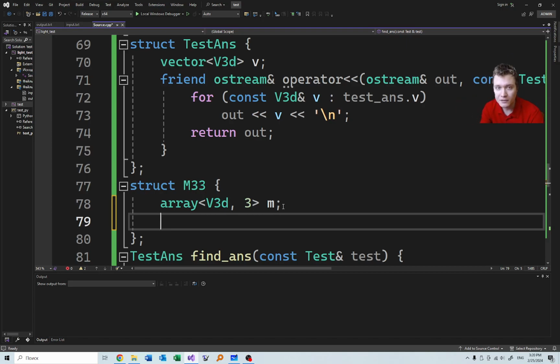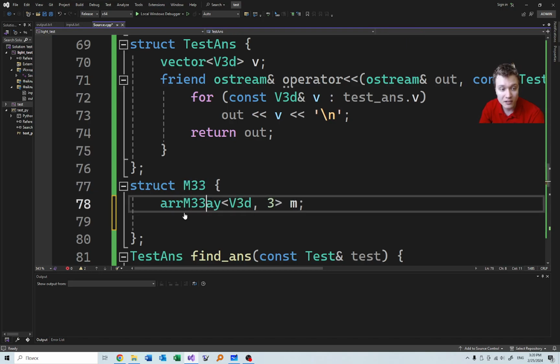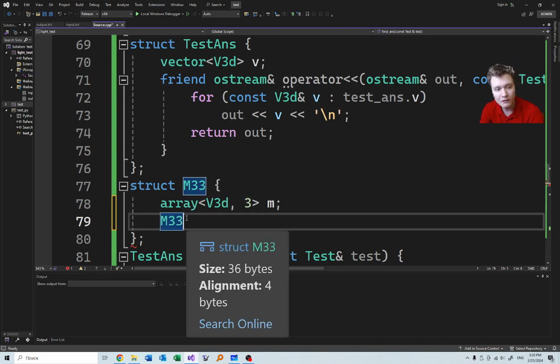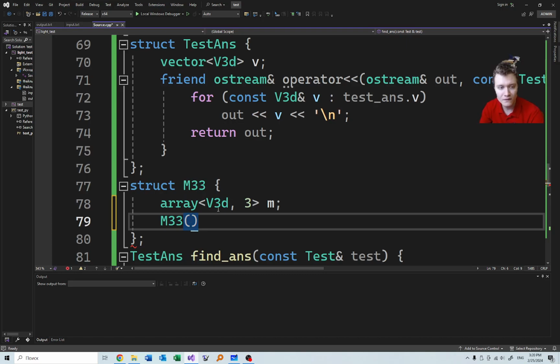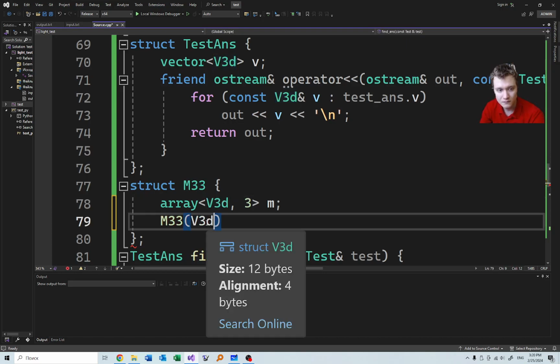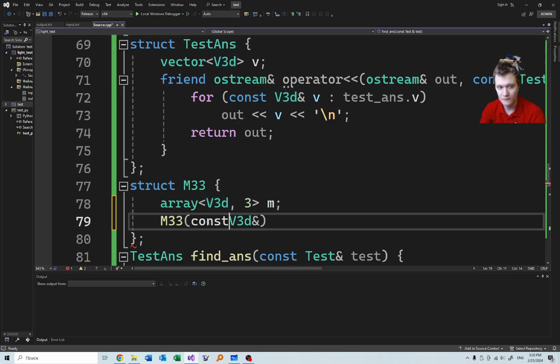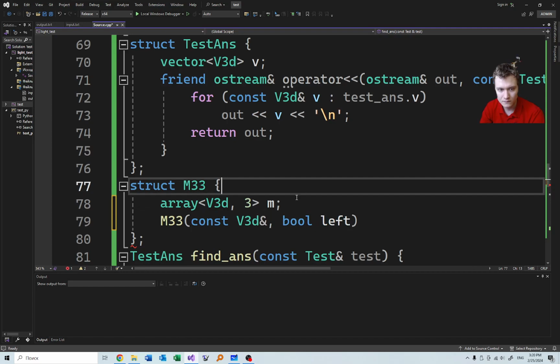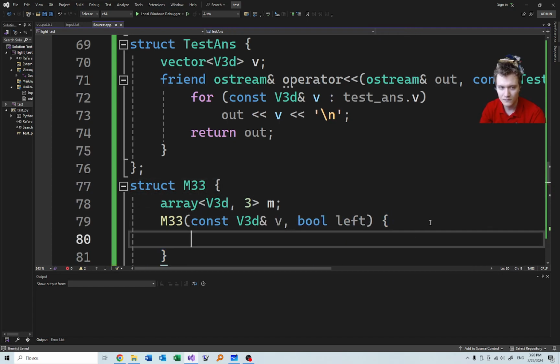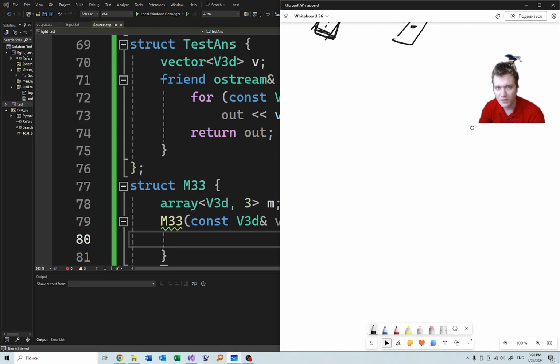Yeah, actually, first of all we need a constructor. So M33 of V3D and bool left. Okay, so what do I mean by that?